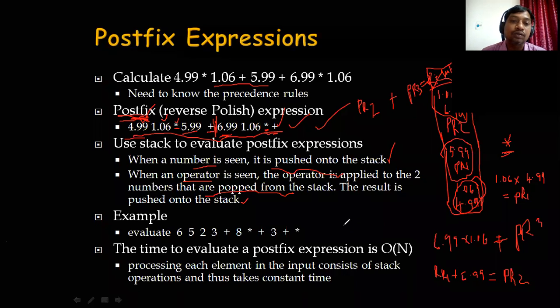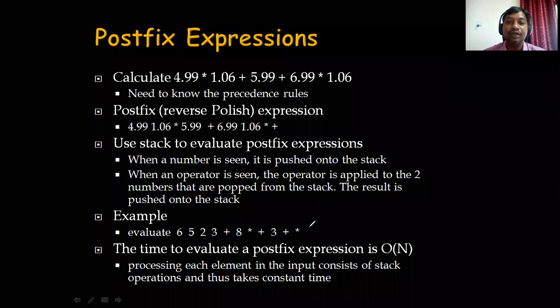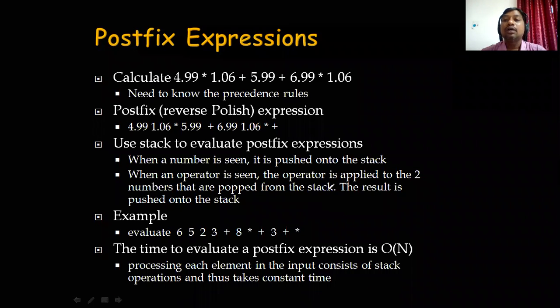That is how postfix expressions are evaluated by using stacks. I hope you understand the concept. If you have any doubt, you can write in the chat box, or you can unmute your mic and speak.